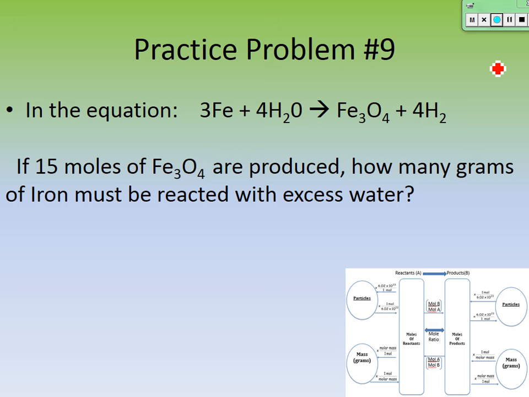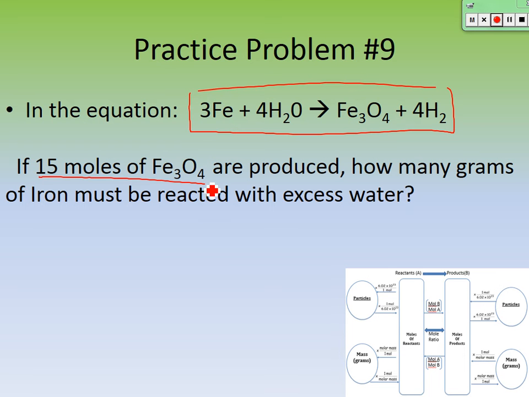So what I would do first is make sure that this is a balanced chemical equation. Is it, guys? Yes. And it is, okay? Then we're going to underline what it gives us. I hope that you did that. We're going to circle grams of iron. That's what it wants us to calculate. Okay, let's write down what they gave us and put it over 1. 15 moles of Fe3O4. Put that over 1.